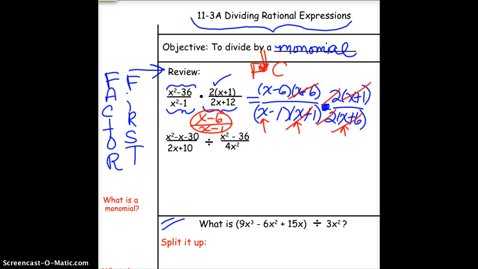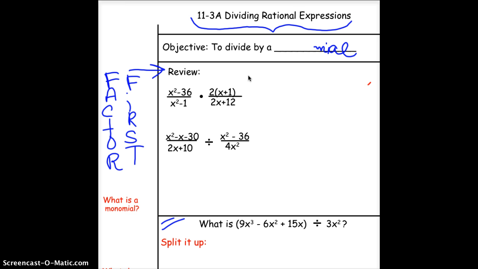Anywho, when we do division, right, so division wasn't any more difficult than multiplication, which is why that was a pretty short lesson for us.